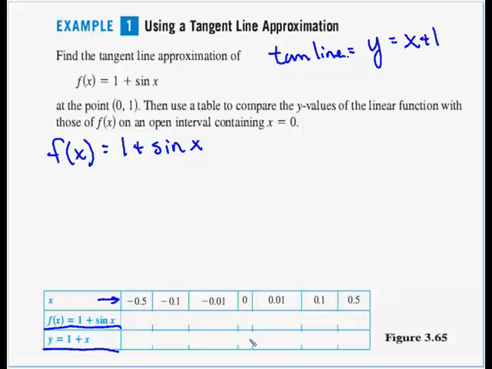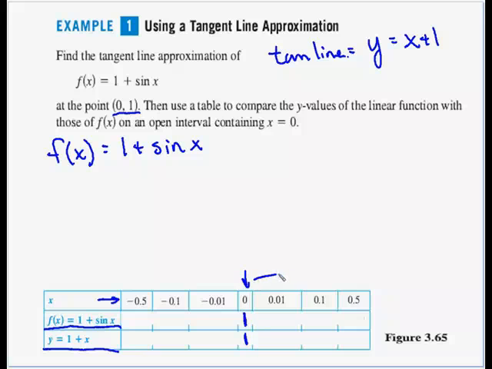Well, let's start at the point of interest. We were interested in the point (0, 1). So if I plug 0 into the original function, f of x, I get an output of 1. And if I plug 0 into this tangent line approximation, I get the same value of 1. Here at this point, they are identical.